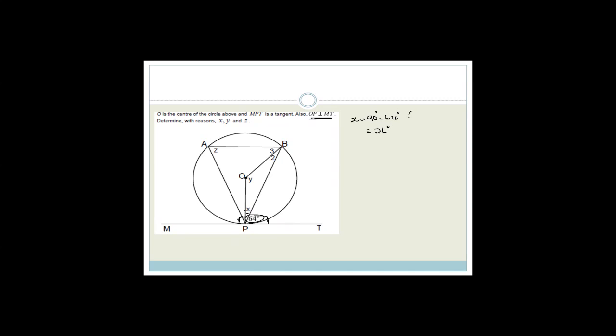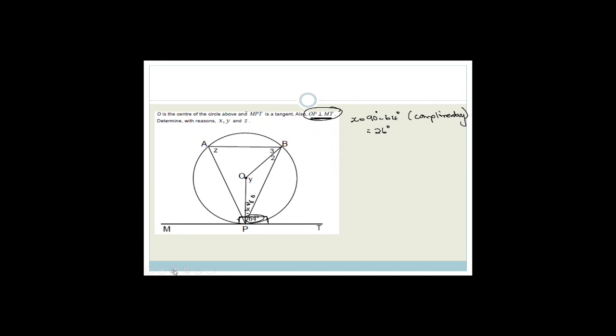And why could we say that? We could say it's complementary. Complementary, remember, means that it adds up to 90 degrees. And why is that? Because they told us that OP was perpendicular to MT, so we didn't have to tell them that. Okay, so this is 26 degrees. Can we get Y?